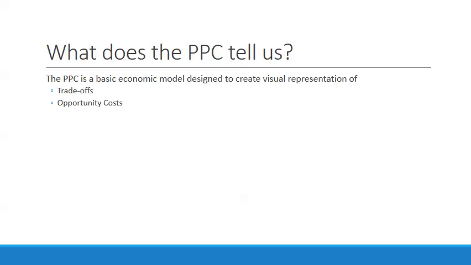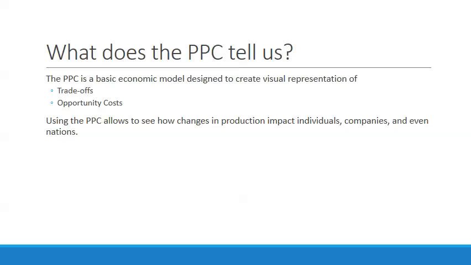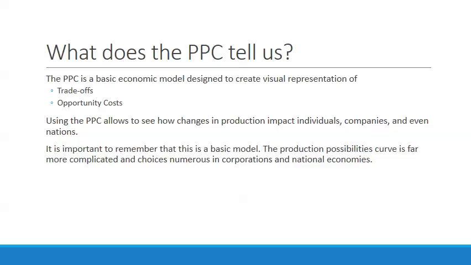And of course, that also illustrates this concept of opportunity cost. What are we giving up to obtain another item? So using the curve allows us to see how changes in production impact individuals, companies, and even nations. And it's important to remember that this is a basic model. The production possibilities curve is far more complicated.